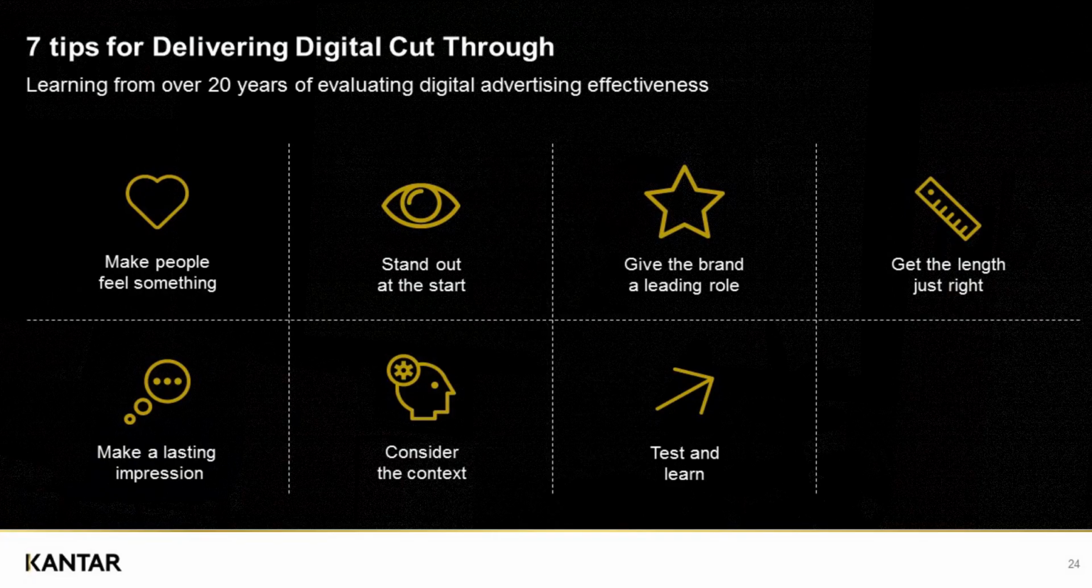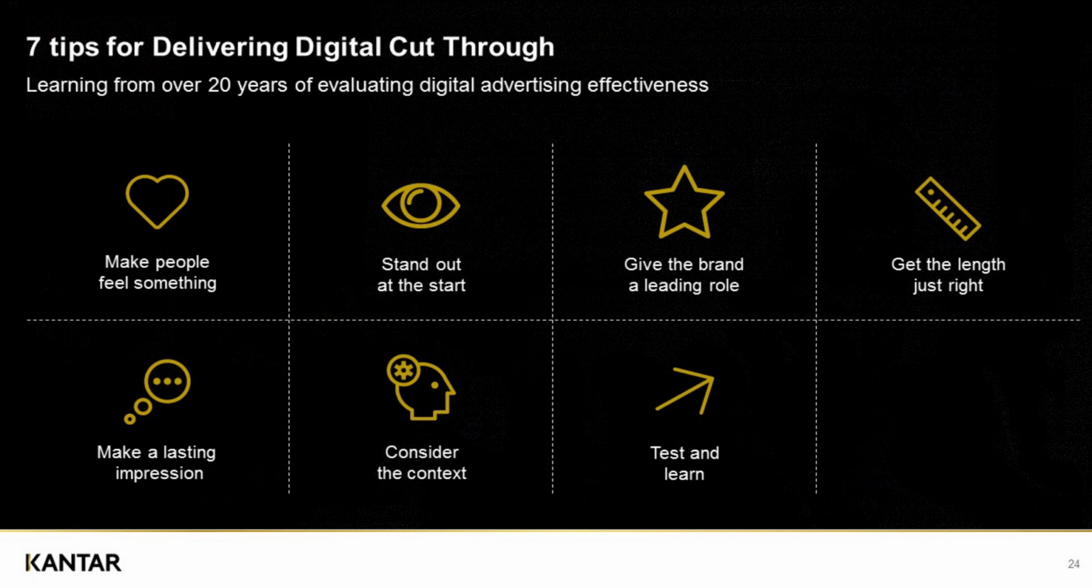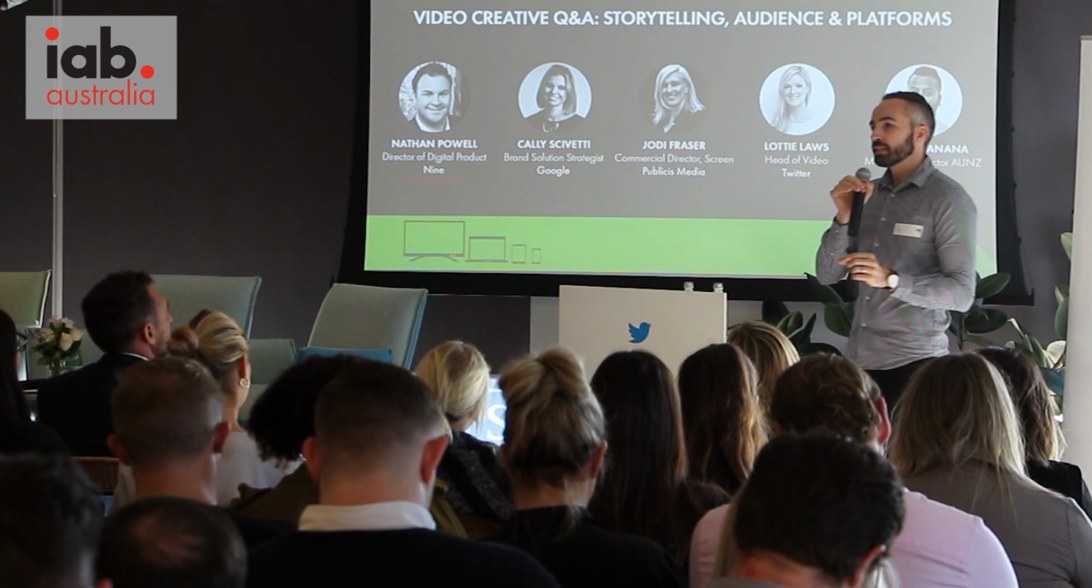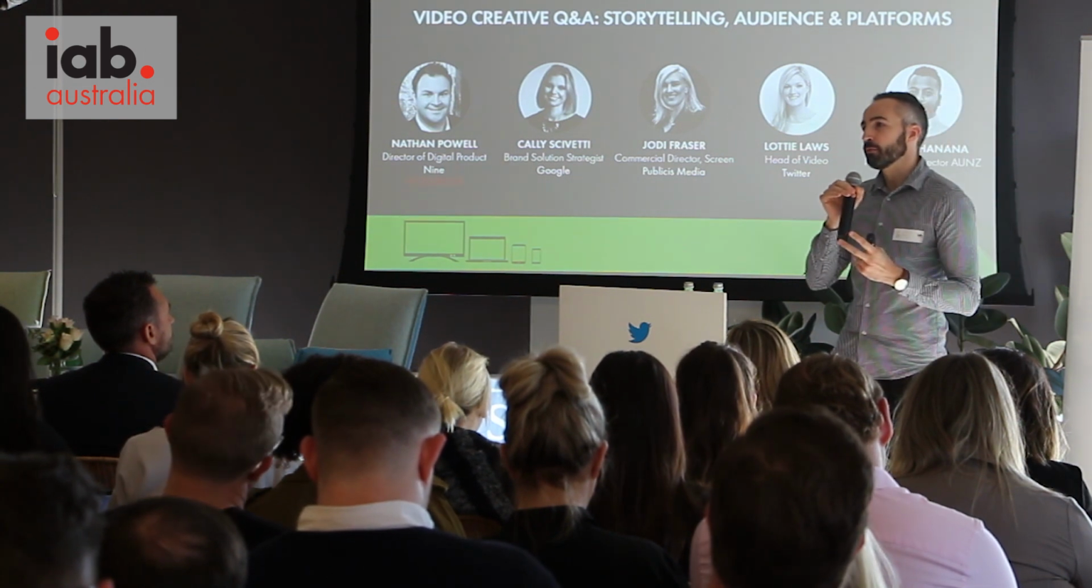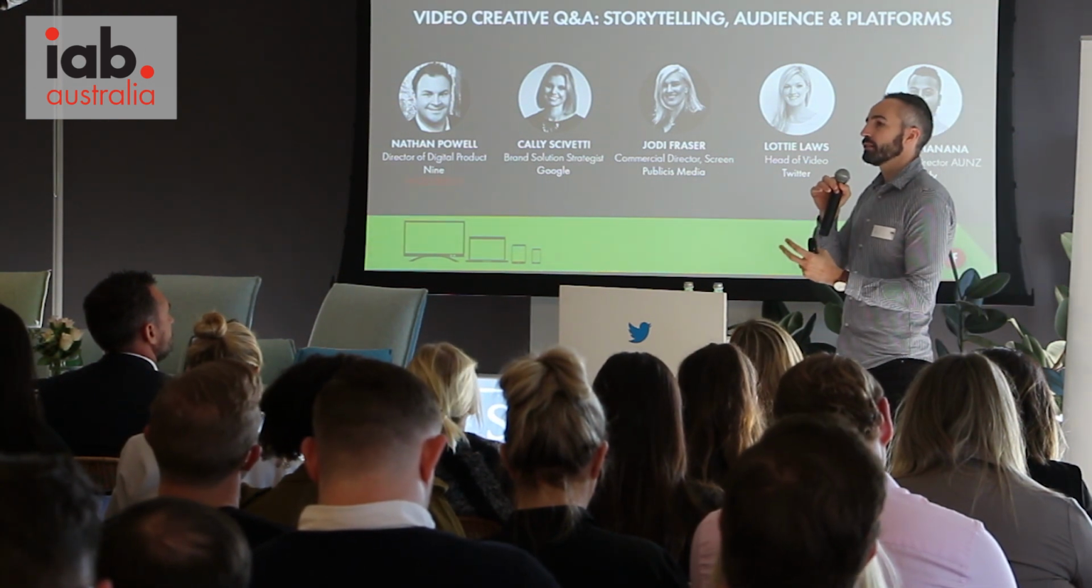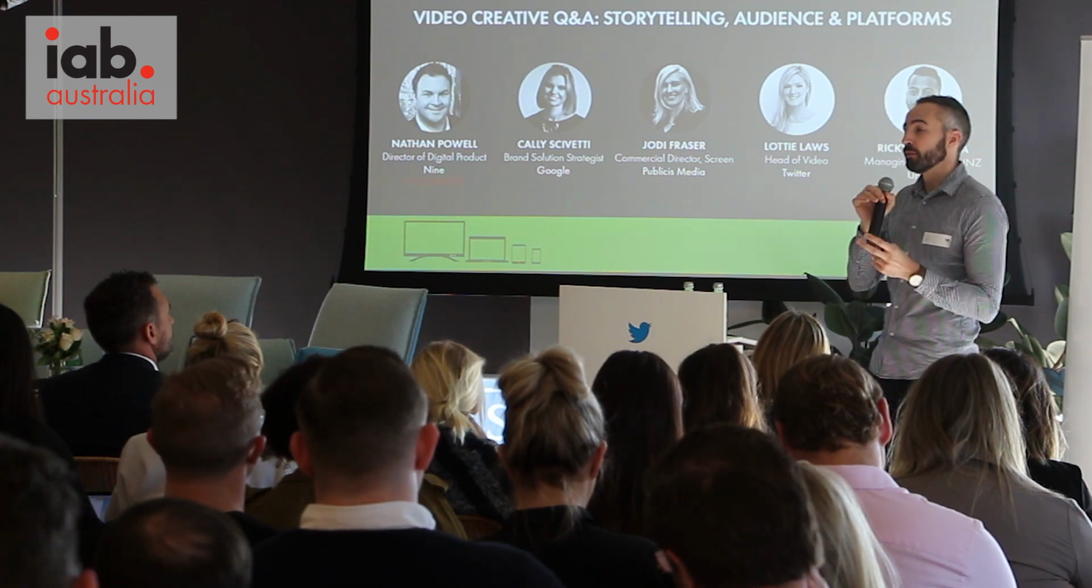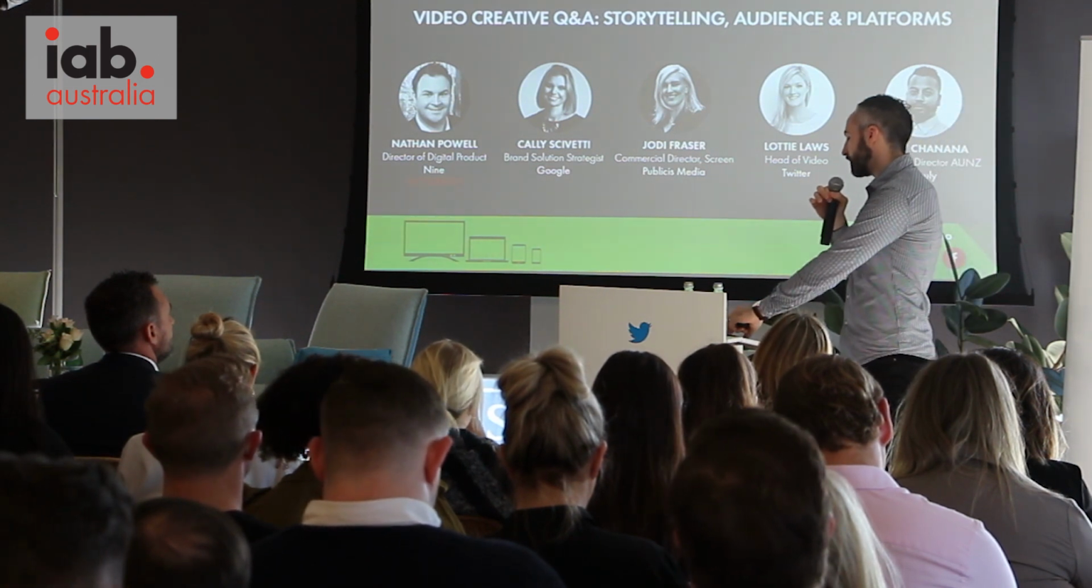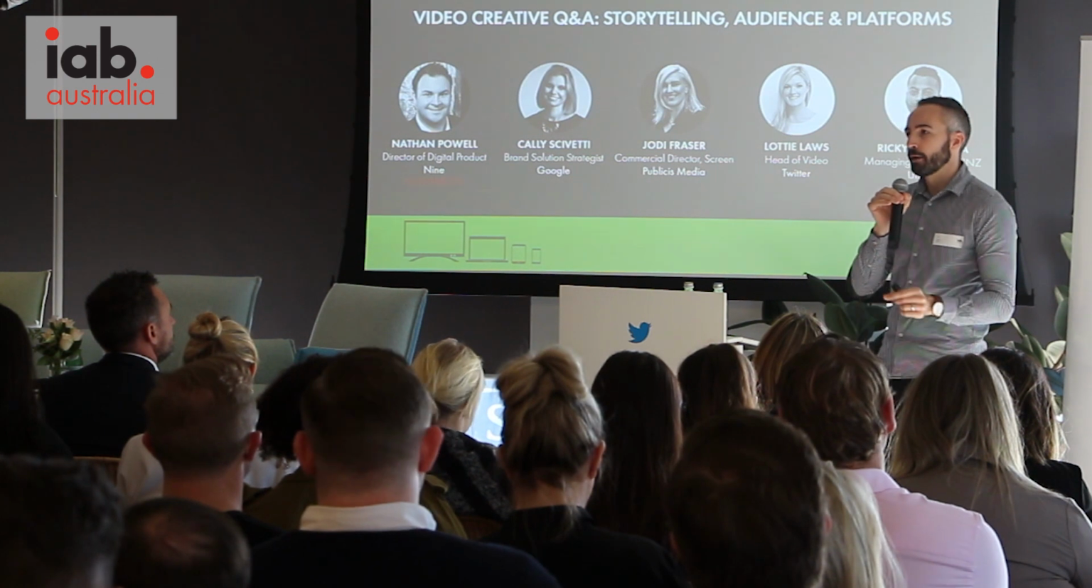The 7th tip was just about testing and learning. I'm from a research agency, so I'm obviously going to say, wherever possible, test to make sure that we deliver on some of those 7 tips. But if I could break those 7 tips into just 3, it pretty much breaks down to making sure there's a level of emotion, so something that will make people feel something, getting the content right for the platform and the length of things, and also making sure that we have an impact and branding comes through.